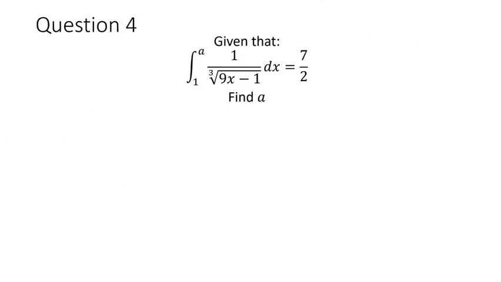We're going to get into some integration now. So we're given that the value of this integral is 7 over 2. We need to find what a is. Okay, so let's look at how we're going to do that.